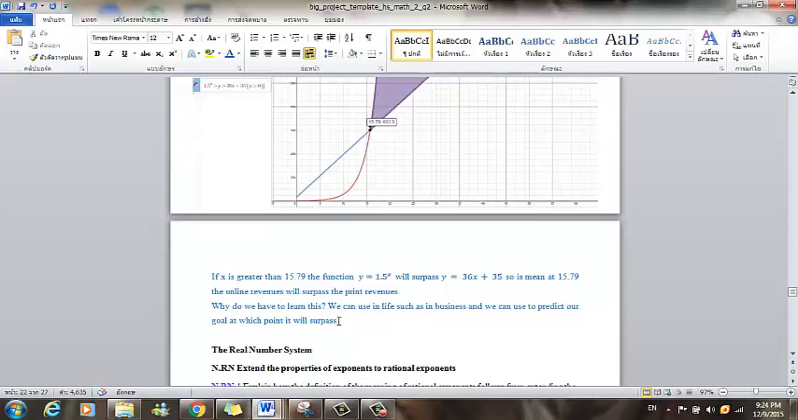Yeah. So why do we learn this? Because we can use it in life, such as in business, and we can use it to predict our goal, at which point we will surpass it. Yeah, we're going to achieve the goal.